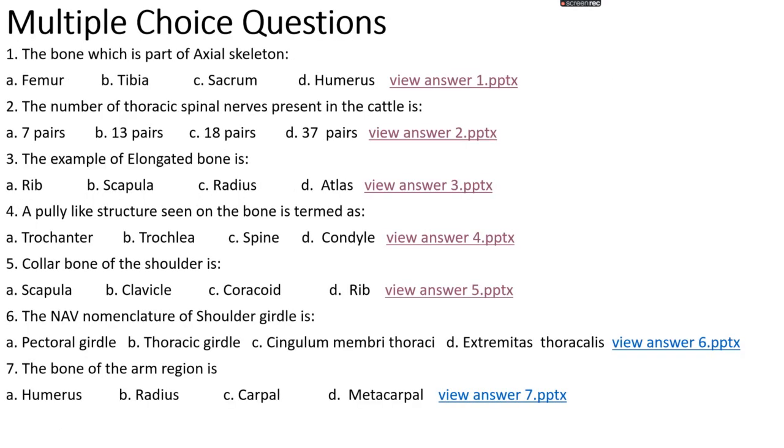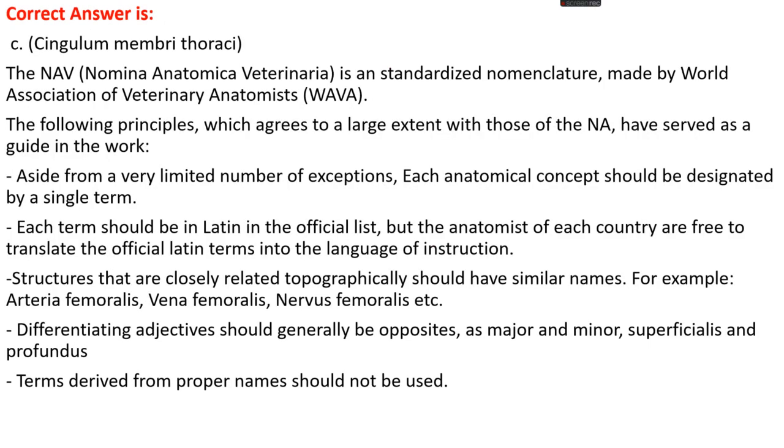Okay. Question number 6. The NAV nomenclature of shoulder girdle is option A pectoral girdle, option B thoracic girdle, option C cingulum membri thoracici, or option D extremitas thoracalis. The right answer is option C, that is cingulum membri thoracici. The NAV stands for Nomina Anatomica Veterinaria, a standardized nomenclature made by the World Association of Veterinary Anatomists.